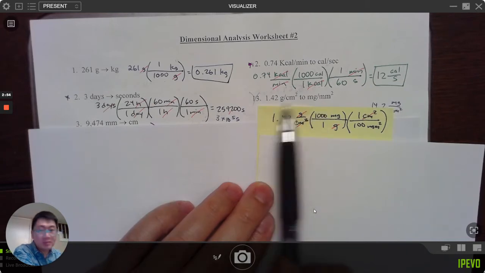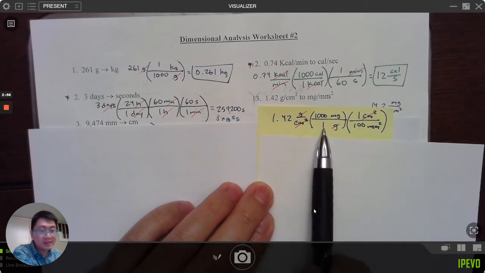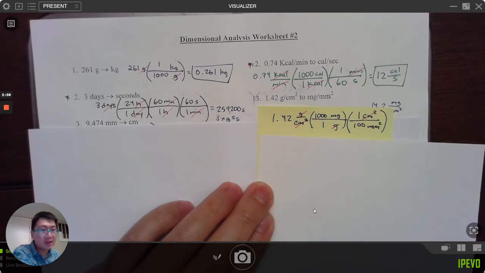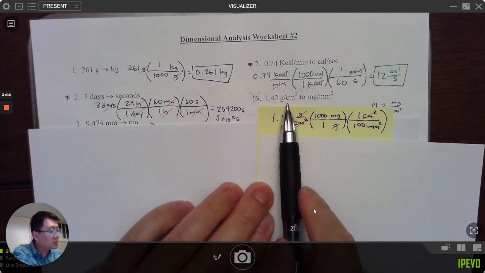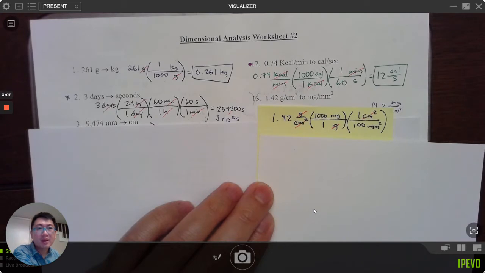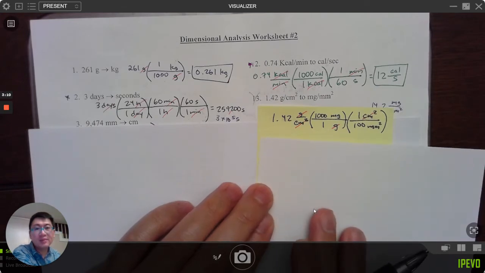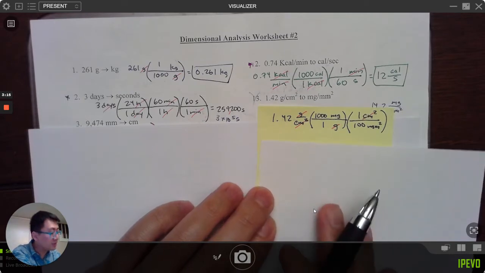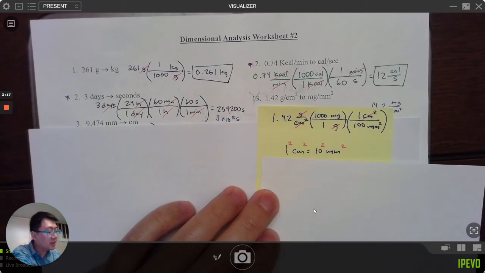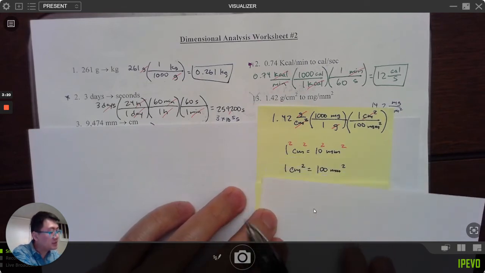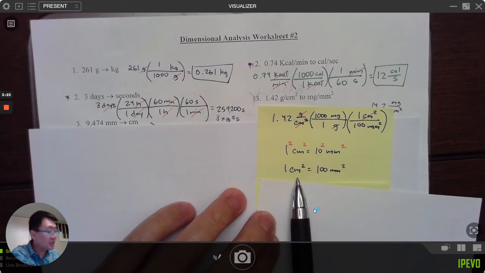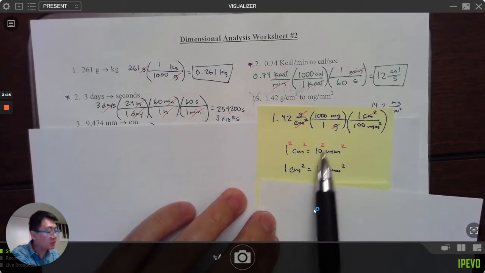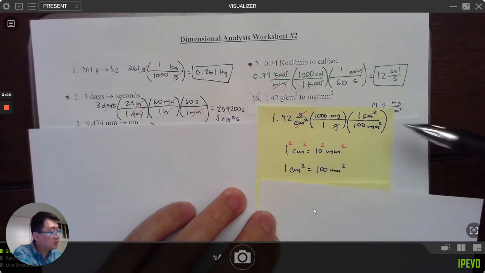Okay, the grams and milligram part, that's the easier part. 1 gram is 1,000 milligrams. But the harder part is converting centimeter squared to millimeter squared. Well, you know that 10 millimeters is 1 centimeter. If I square everything, that's the same as 1 square centimeter is 100 square millimeters. 10 squared is 100.